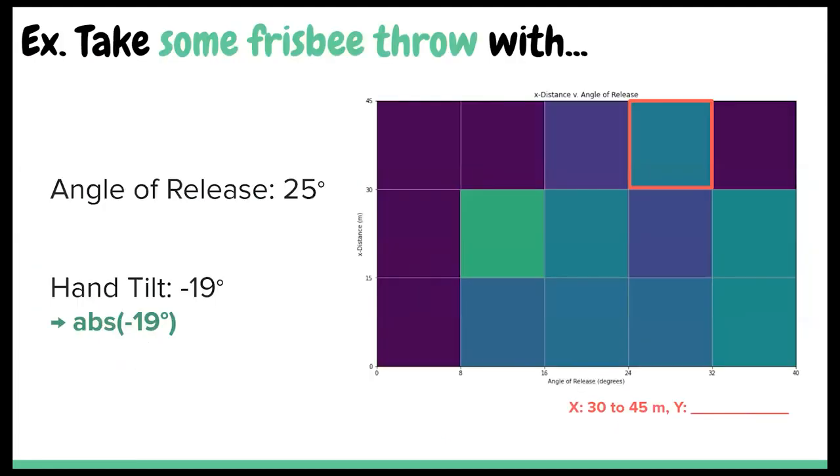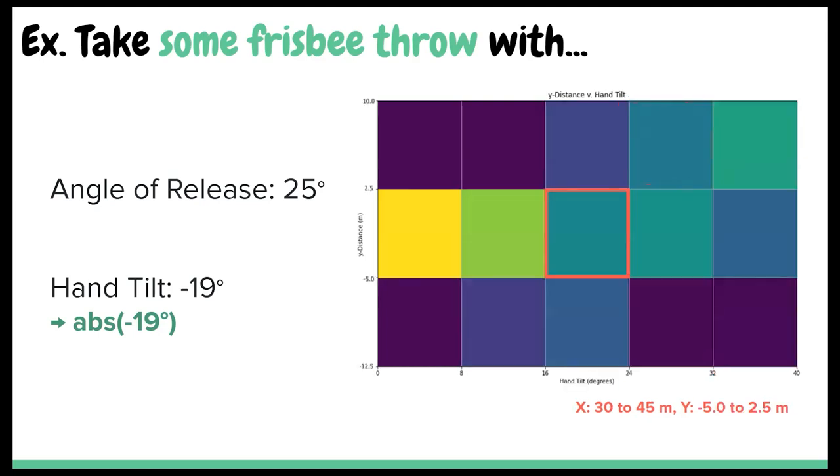So the way that we basically fact checked our probability grids is we had some people go out and throw, and we matched up the results with what the grid predicted. So let's say that someone threw and they had an angle of release of 25 degrees and a hand tilt of -19 degrees. Well, for the angle of release, you can see that the 25 degrees would fall into this increment. So that means that the highest probability of where the Frisbee would land would be in this increment of X distance between 30 and 45. So it'd be predicted to land somewhere within that increment.